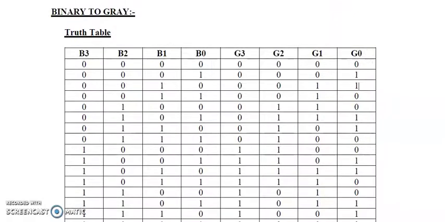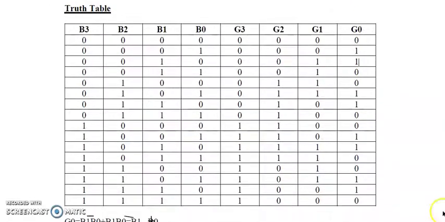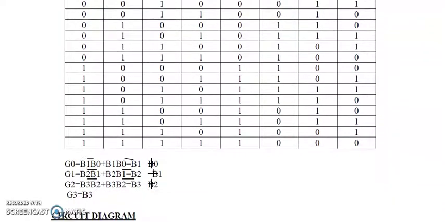Let us take one more example, students. Let us take 1110. So, the first bit will be as it is. So, G3 is B3, and G2 is obtained by XORing B3 and B2. So, 1 XOR 1 is 0. Similarly, B2 XOR B1, when we do 1 XOR 1 is 0, then 1 XOR 0 is 1. So, this is how we perform binary to gray conversion.